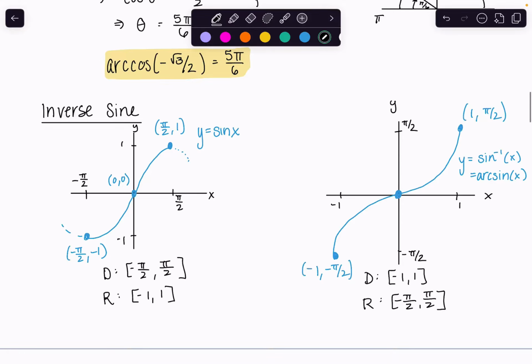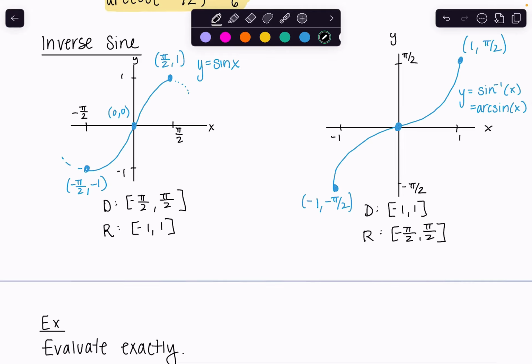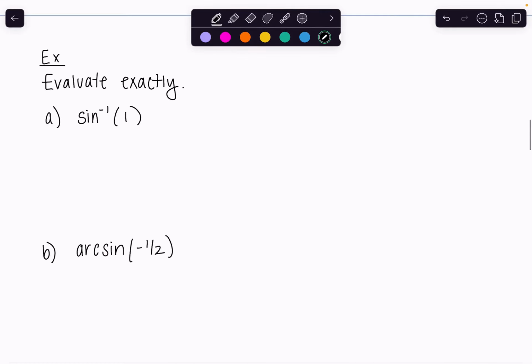So let's try some examples working with this. Same idea though, you're trying to figure out what angle this works for. When the angle is positive and it's in quadrant 1, that's a little bit easier. When it's negative, again, you're gonna have to utilize that unit circle. So let's evaluate both of these.